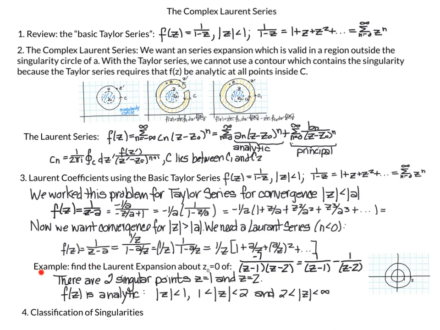And the last thing we did was our main example for this video, the Laurent expansion about z equals 0 of -1 over z minus 1 times z minus 2. And we saw that there were two singular points at z equals 1 and z equals 2, which means we have this drawing. We have our singular circle for z equals 1 and singular circle for z equals 2. So we have f analytic for three different regions. The first one, when we're in this circle, absolute value of z is less than 1. When we're in this annular region, when absolute value of z is between 1 and 2. And finally, when we're outside the two circles, that is z is greater than 2.